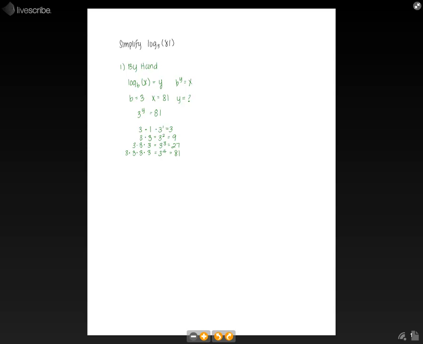Alright, so that's what we're looking for. So we have 3 to the 4th equals 81, and 3 to the y equals 81. And from these two things we can tell that y is equal to 4. So that's how we would solve by hand. The second way we're going to need to solve is using a calculator.